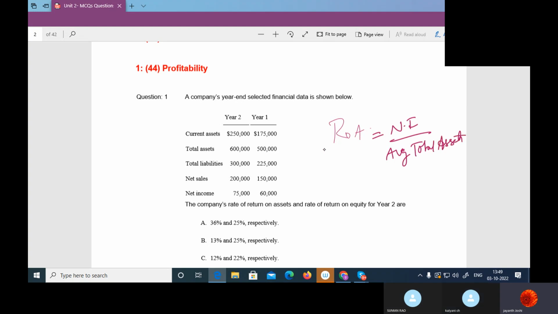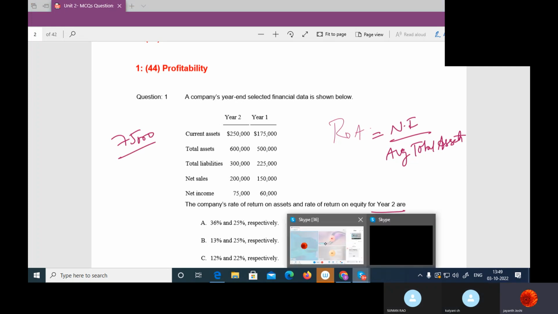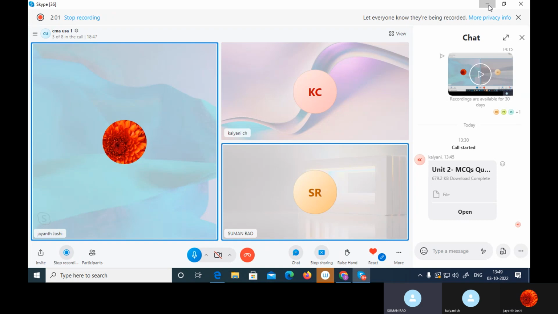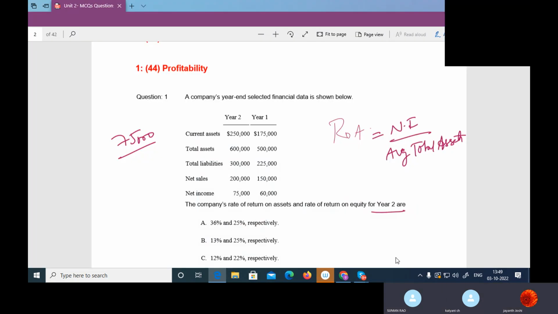So what is your net income? They're asking for year 2. Net income is 75,000. Divided by what? Find out the average total assets: opening assets plus closing assets divided by 2. Just do that. Question, 5,50,000. So what is your average total assets?